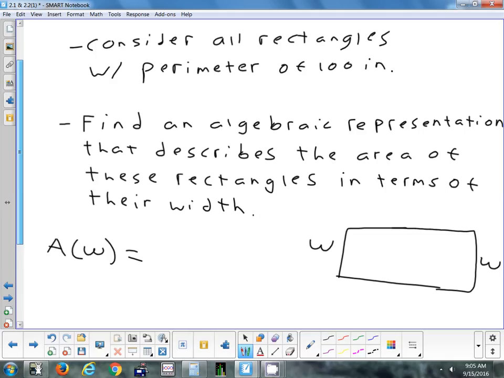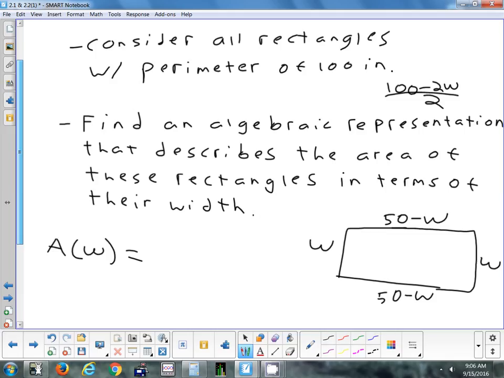Well, you know the perimeter is 100. So if you subtract 2W from 100, you get the two lengths, and then you divide it by 2 to get one length, because we have to take what's left and split it between each one. That's going to give me, can anybody simplify that? 50 minus W. Okay, so now we've got an expression for the length.